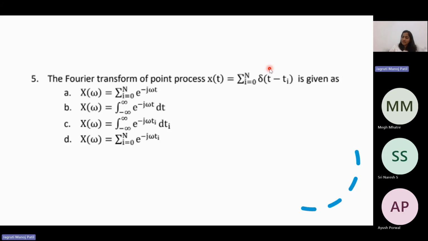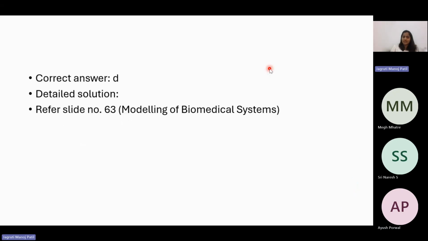So what we do is we write Fourier transform X of omega as x of t times e raised to minus j omega t. Now, in this e raised to minus j omega t, x of t is summation of i equals 0 to n, delta of t minus ti. So this will exist for ti impulse. So what will happen to e raised to minus j omega t? Ma'am, option D. Option D. Yes. Okay.